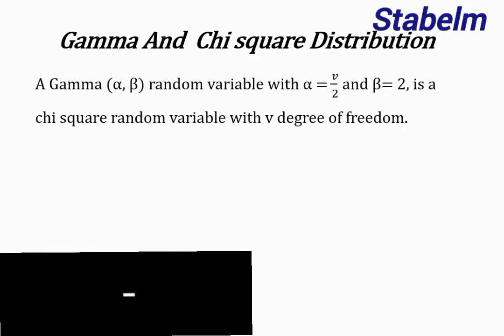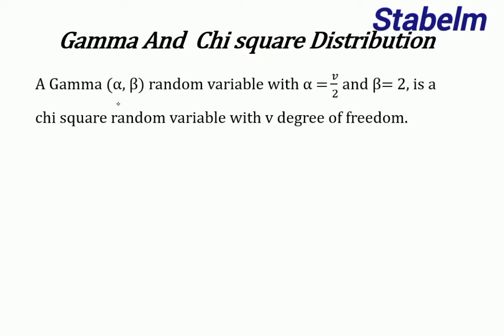In gamma distribution, we have two parameters. The first parameter is alpha, and the second parameter is beta. Now, in a case where alpha is set to v over 2, that is half of the degrees of freedom, and beta is equal to 2, definitely this gamma distribution will become chi-square distribution.